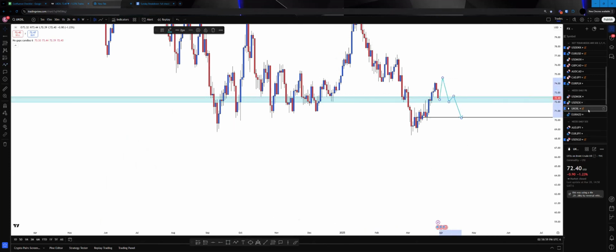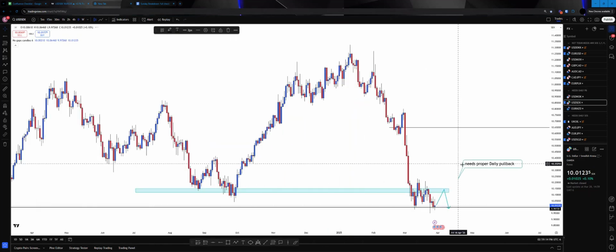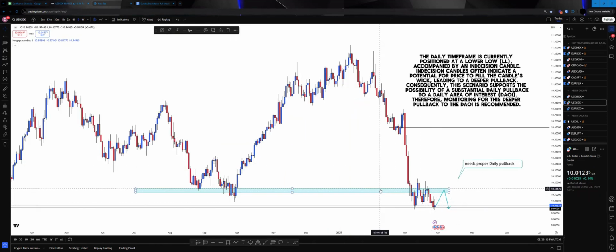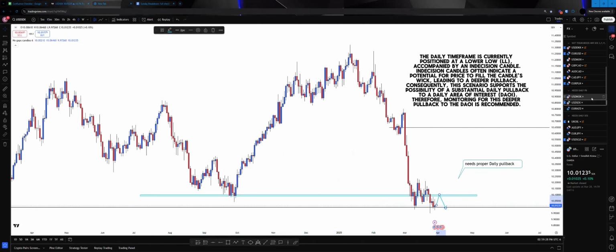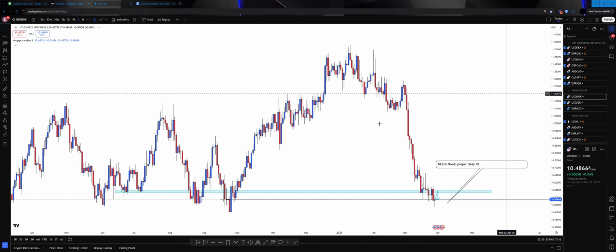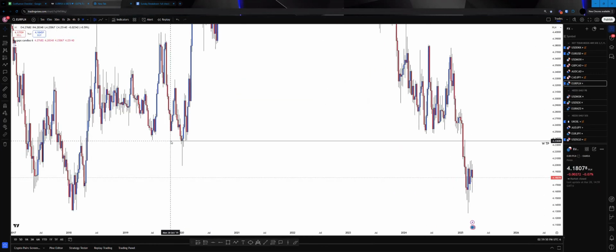Daily needs to shift. Weekly is at a lower low, basically at take profits. So if we're looking for a wick pullback to a daily area of interest, maybe it can come back to like here. Just need it to come back to there. Needs a proper daily pullback, and then we can take it to TP. USD NOK, basically there already. If the daily pulls back, it has to pull back all the way to here. So that needs a proper daily pullback. Euro PLN at a lower low. Yeah, we can use this as our weekly structure.